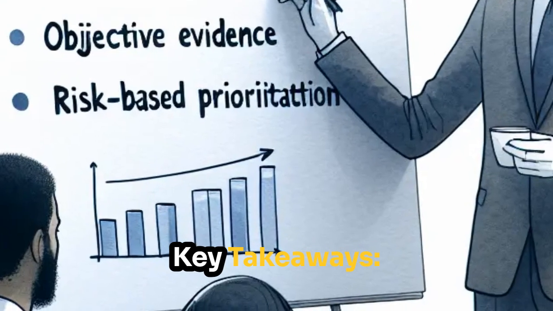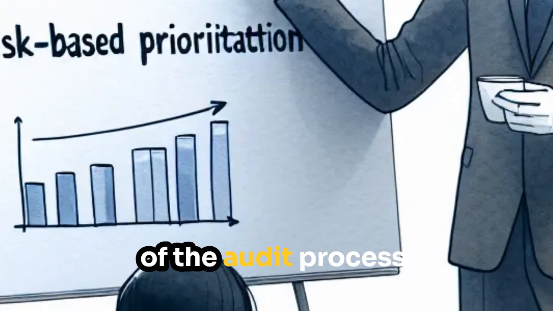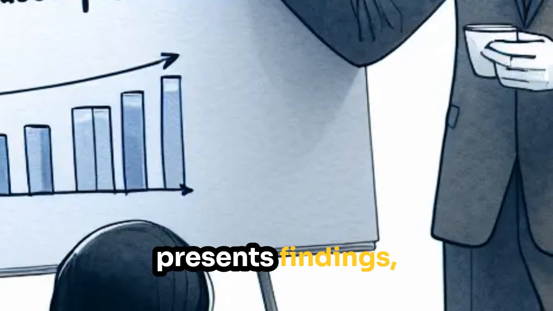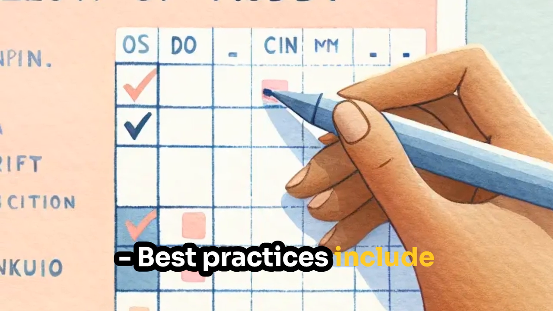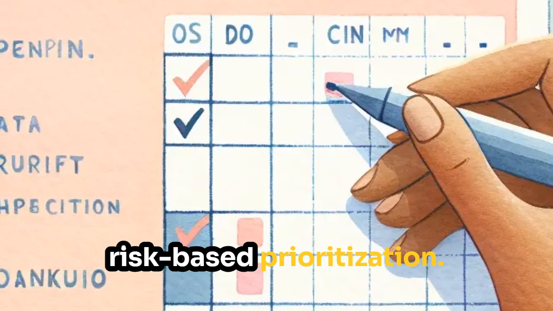Key takeaways. Audit documentation ensures a detailed and accurate record of the audit process. An effective audit report presents findings, risks, and corrective actions clearly. Best practices include concise writing, objective evidence, and risk-based prioritization.